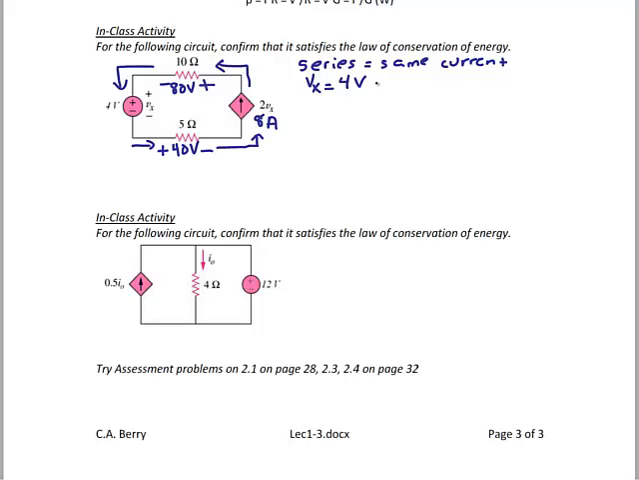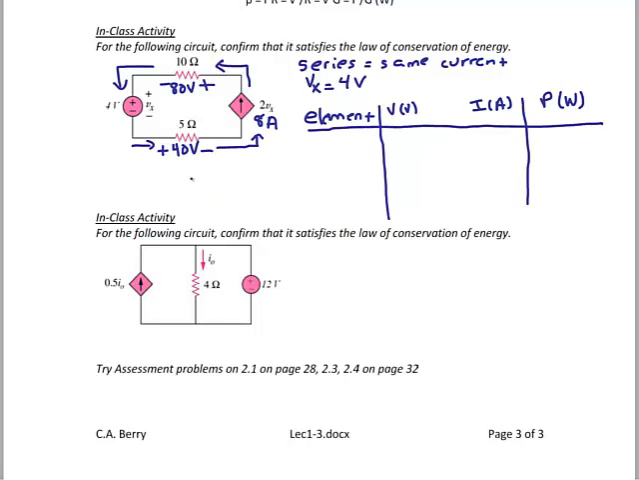So I now want to show that it obeys the law of conservation of energy, and recall that we use a table to do this. So the first column of the table are the elements. The next 2 columns are the voltage and the current. And the final column is going to be the power. We'll do the resistors first.